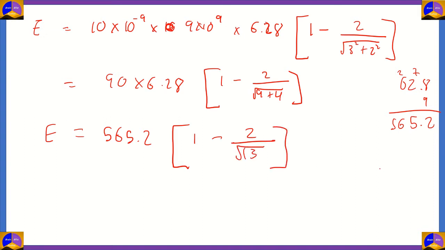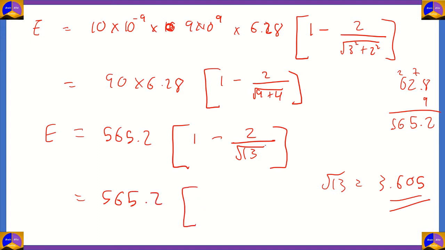Now you need to find out the value of under root of 13. Under root of 13 is approximately equal to 3.605, because under root of 9 is 3 and under root of 16 is 4. So anywhere between those, you'll get under root of 13. The exact value will be close to 3.605. So let's put in the value: 565.2, and then root 13 minus 2 divided by root 13, so that is 3.605 minus 2 divided by 3.605.